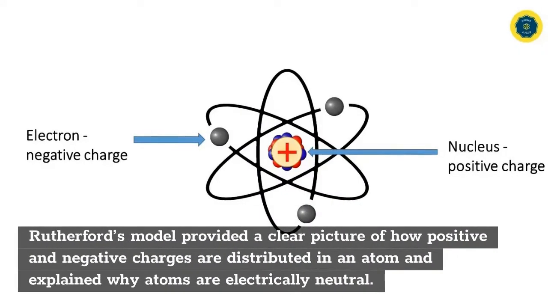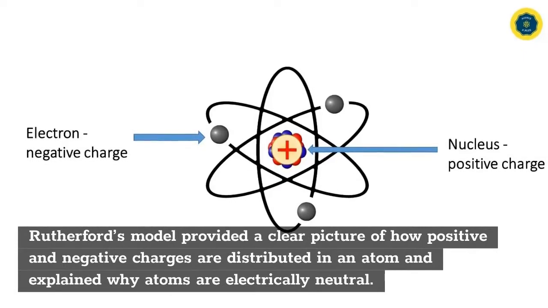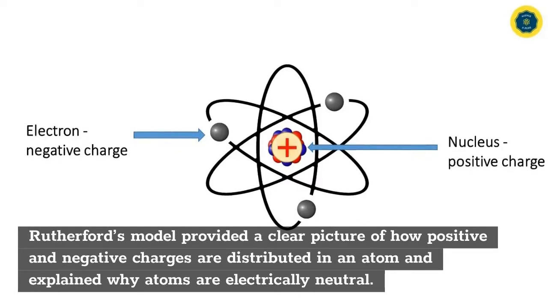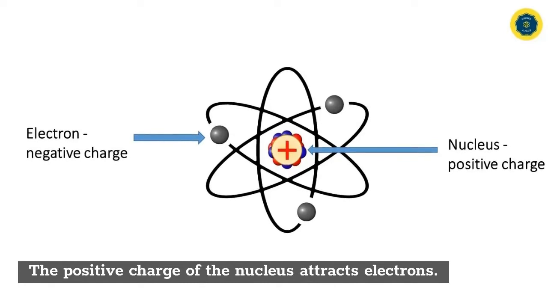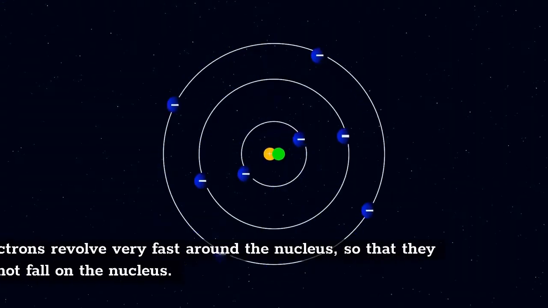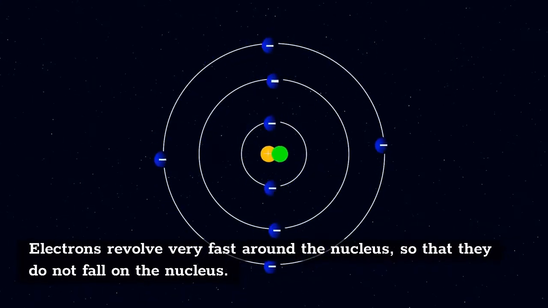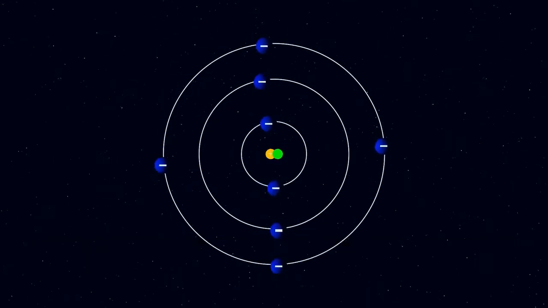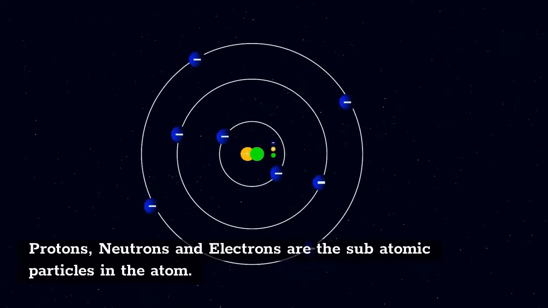Rutherford's model provided a clear picture of how positive and negative charges are distributed in an atom and explained why atoms are electrically neutral. The positive charge of the nucleus attracts electrons. Electrons revolve very fast around the nucleus, so that they do not fall on the nucleus. Protons, neutrons and electrons are the subatomic particles in the atom.